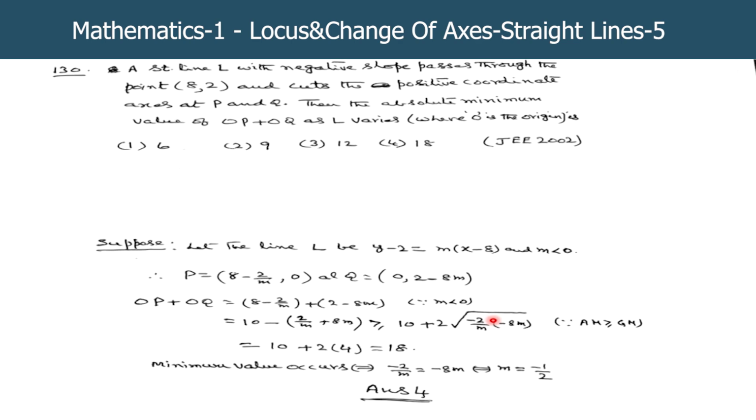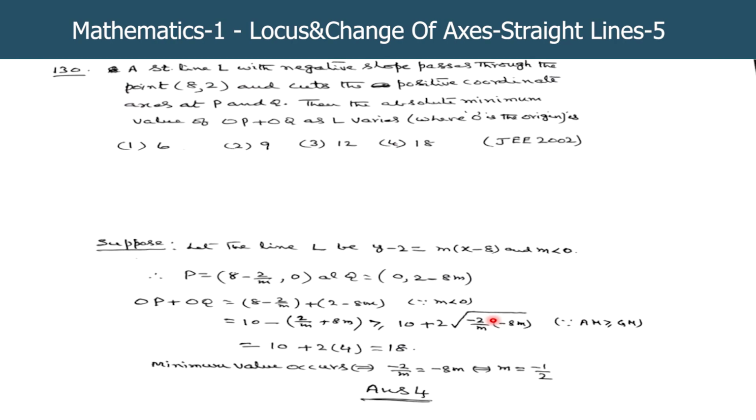And the equality occurs only when all the numbers are equal. So here −2/m is positive and −8m is positive. So OP + OQ is equal to so and so, and because −2/m and −8m, they are positive numbers, you can apply the AM-GM inequality. If you apply the AM-GM inequality, then OP + OQ is greater than or equal to 18.